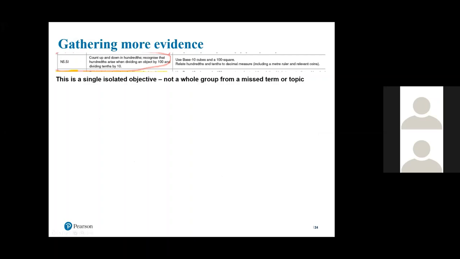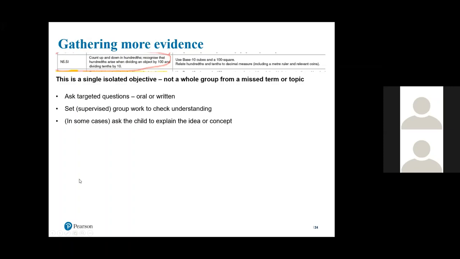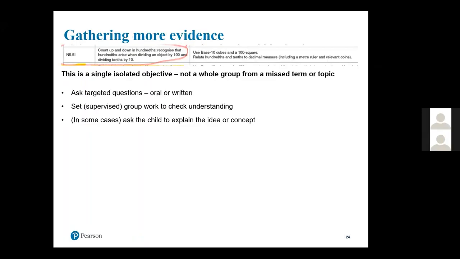At the moment, this is a single isolated objective. It's not a whole group of objectives from a missed term or topic. So I'm going to ask targeted questions, and these can be oral or written to check understanding. I might set supervised, and it's supervised because you want to see evidence, group work to check understanding. And in some cases, if it's appropriate, I might do something as simple as ask the child to explain the idea or the concept.